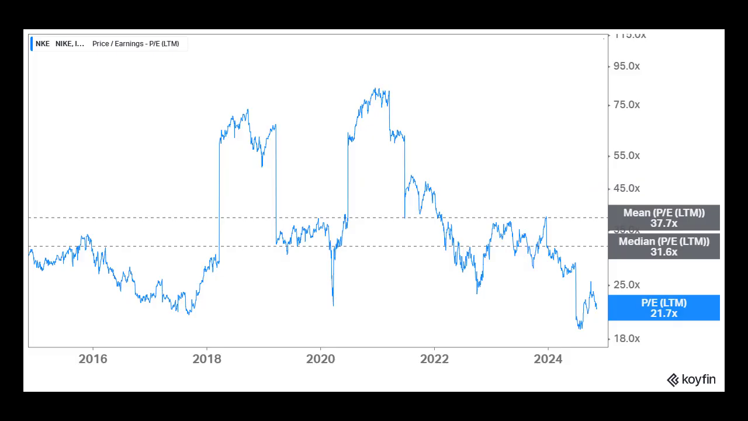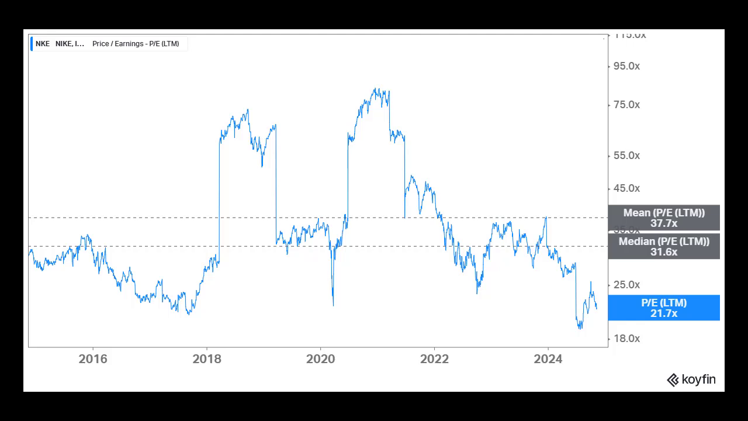Just look at this chart. It shows Nike's PE ratio of the past 10 years. Nike's current PE ratio is 21.7, but I can see over the past 10 years it has had a mean PE of 37.7 and a median of 31.6. Because the PE ratio is currently lower than the mean and median, this could indicate that Nike is currently undervalued.